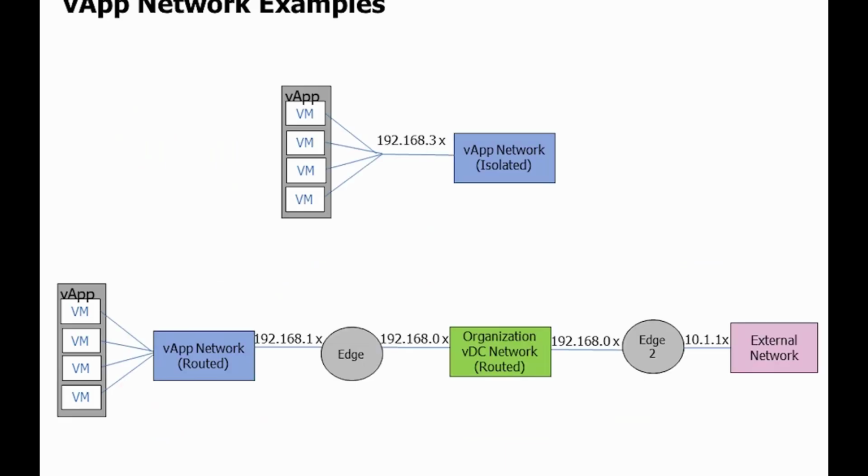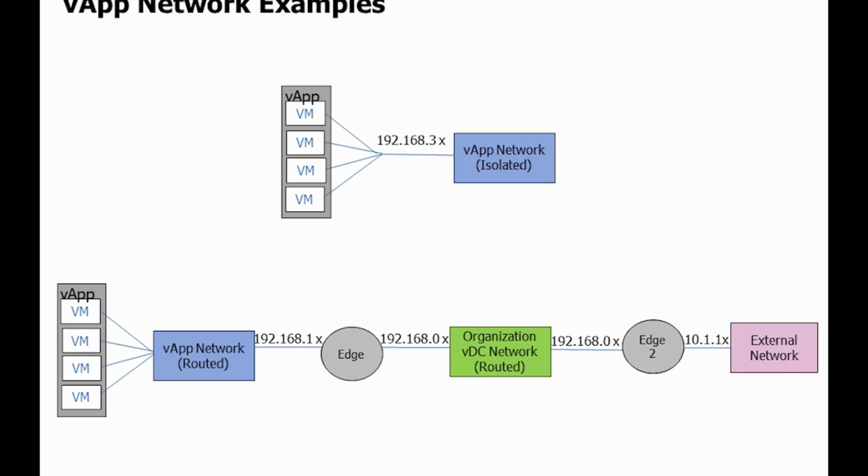The final example on the top is an isolated vApp network. And that one's super easy. The VMs can pretty much talk to themselves within the vApp. That's it. Doesn't go any further than that. In this example, these 4 VMs can talk to one another through that isolated vApp network and no further. Now, the first question that enters my head when I see that is, what is the point of that? Why would you ever want a network that doesn't go anywhere? And that's a good question, but it's a little more common than you might think.